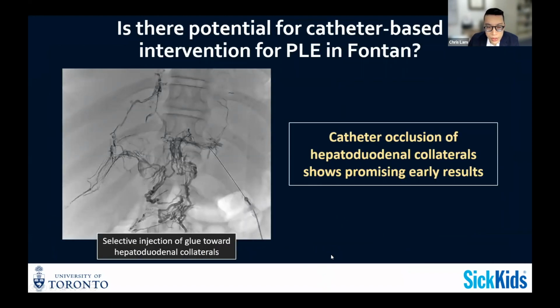As you probably know, nowadays people are doing catheter-based intervention, and so are we. So in this patient, you can cannulate these hepatic lymphatics in the right and left hepatic lobe, try to push deep into these collaterals that go to the duodenum, and then glue embolize them. And this has shown promising early results both in the literature and in our own patients.